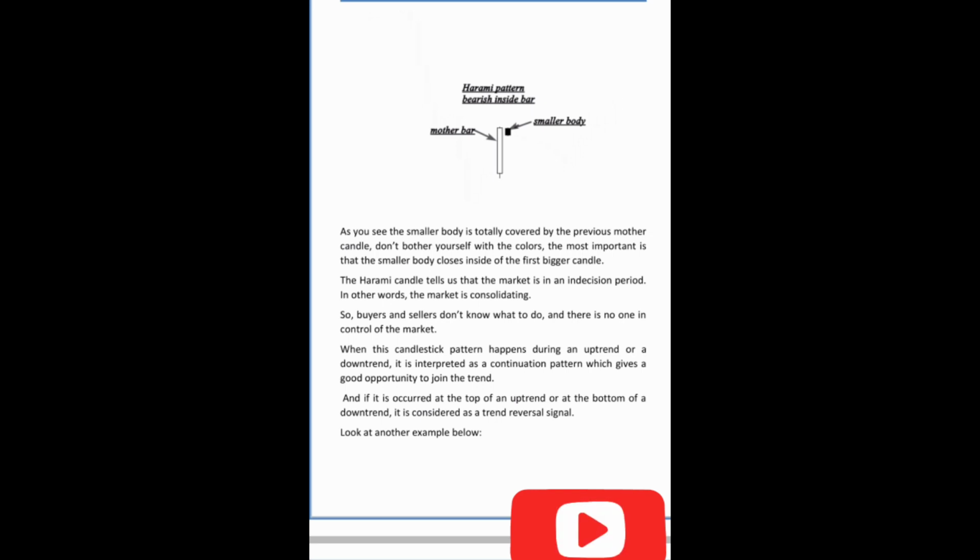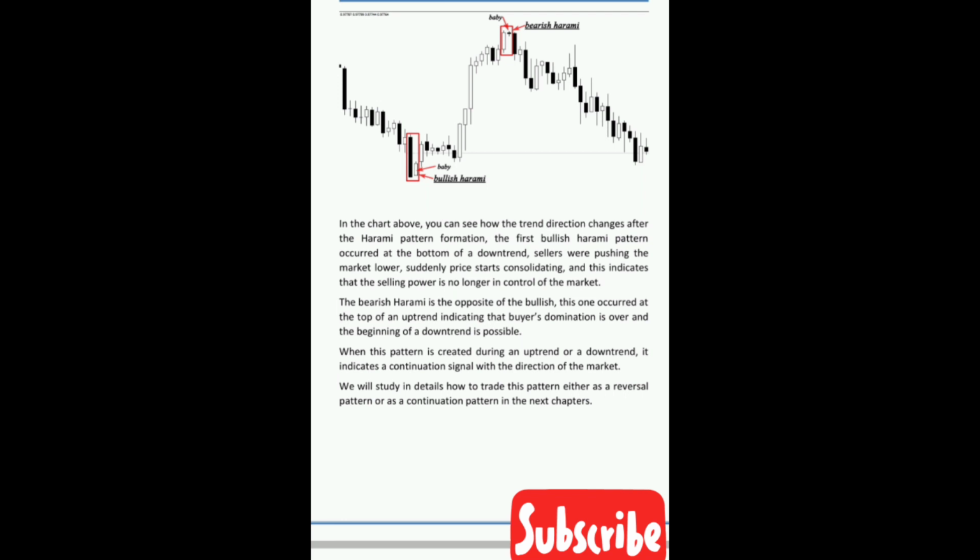Look at another example below. In the chart above, you can see how the trend direction changes after the harami pattern formation. The first bullish harami pattern occurred at the bottom of a downtrend. Sellers were pushing the market lower. Suddenly price starts consolidating, and this indicates that the selling power is no longer in control of the market.